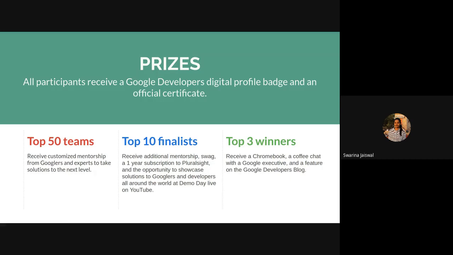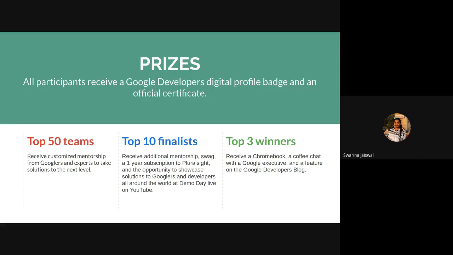From your first submission, the top 50 teams will be selected in the first iteration. They will receive customized mentorship from Googlers and experts to take solutions to the next level. They will sit down with mentors directly from Google and work on the solution even more. They'll tell you that maybe you can improve this feature and it would solve another problem. They'll help you complement your project and make it a better one.